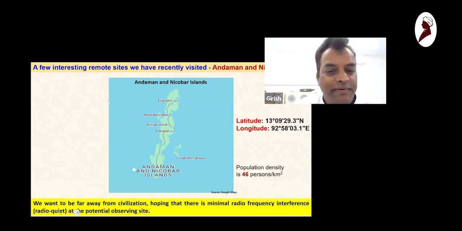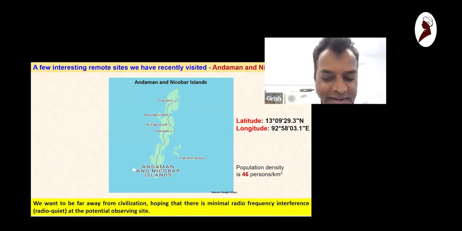Okay. So we were about 25 to 30 kilometers from Port Blair on this route, to reach the northern tip of the Andaman Islands. The population of the Andamans is about 4.5 to 5 lakhs, and most of them live in Port Blair and big cities like Mayabandar and Diglipur. So density is about 46 persons per square kilometer.